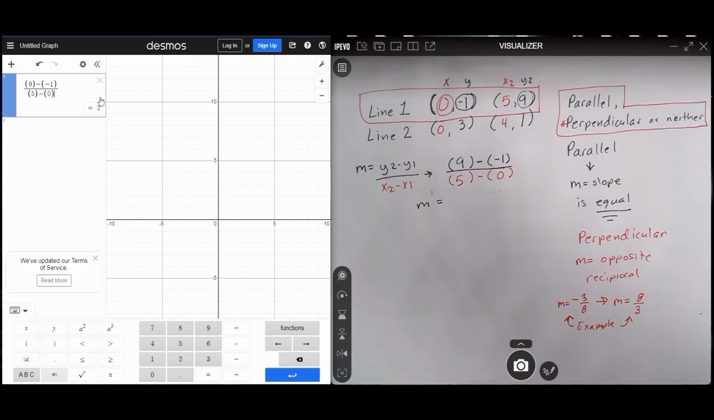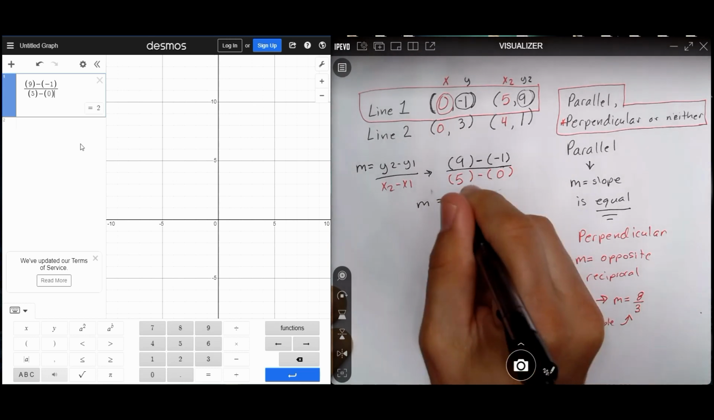Actually, it already does it automatically. I almost forget sometimes this one does it automatically. And it tells me that it gives me 2. Okay, so I'm going to go ahead and write that down. So I have a slope of 2.